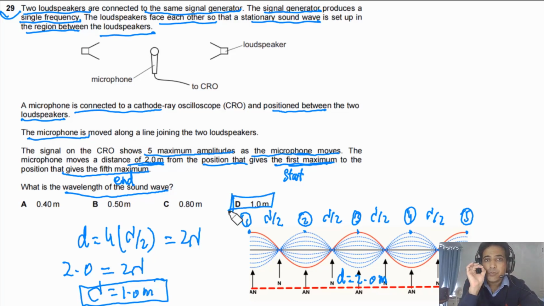So understanding of the question is very important. Maybe some of you will not be able to answer this question. The main reason will be you haven't understood the statement of the question. It is telling you to start from the first maximum, so we start from the first maximum and end at the fifth maximum. This is our starting and this is our ending. So we have 5 maxima.